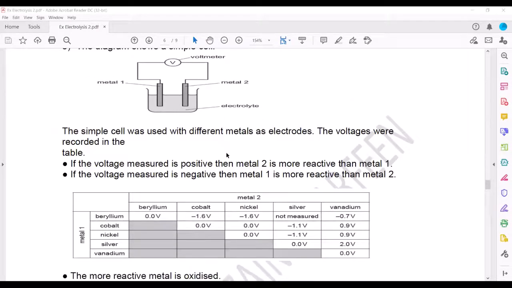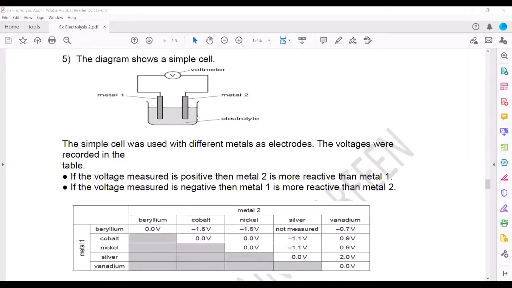So another question, question 5, the diagram shows a simple cell. As you can see, this is a simple cell which has two metals with a difference in reactivity. The simple cell was used with different metals as electrodes. The voltages were recorded. If the voltage measured is positive, it means, according to the question, metal 2 is more reactive than metal 1.